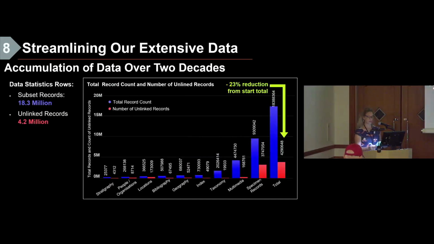To further reduce the amount of data being migrated, we analyzed records to identify those not linked to others, indicating that they were unused or unreferenced. We examined a subset of 18 million records from 9 discrete categories, such as taxonomy and multimedia. The blue represents the total records, while the red shows the unlinked records. We found that over 4.2 million records were unlinked. After an investigation by our data management team, omitting these resulted in a 23% reduction. So think of this as reducing the number of rows in a spreadsheet.